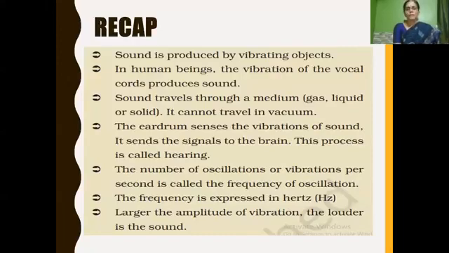Okay, children. So till now we have learnt that sound is produced by vibrating objects. In human beings, the vibration of the vocal cords produces sound, and sound propagates or travels through a medium like gas, liquid or solid, but it cannot travel in vacuum. So sound cannot travel in vacuum. And the eardrum senses the vibration of sound, and then it sends signals to the brain. This process is called hearing. So the eardrum plays an important role in the process of hearing.